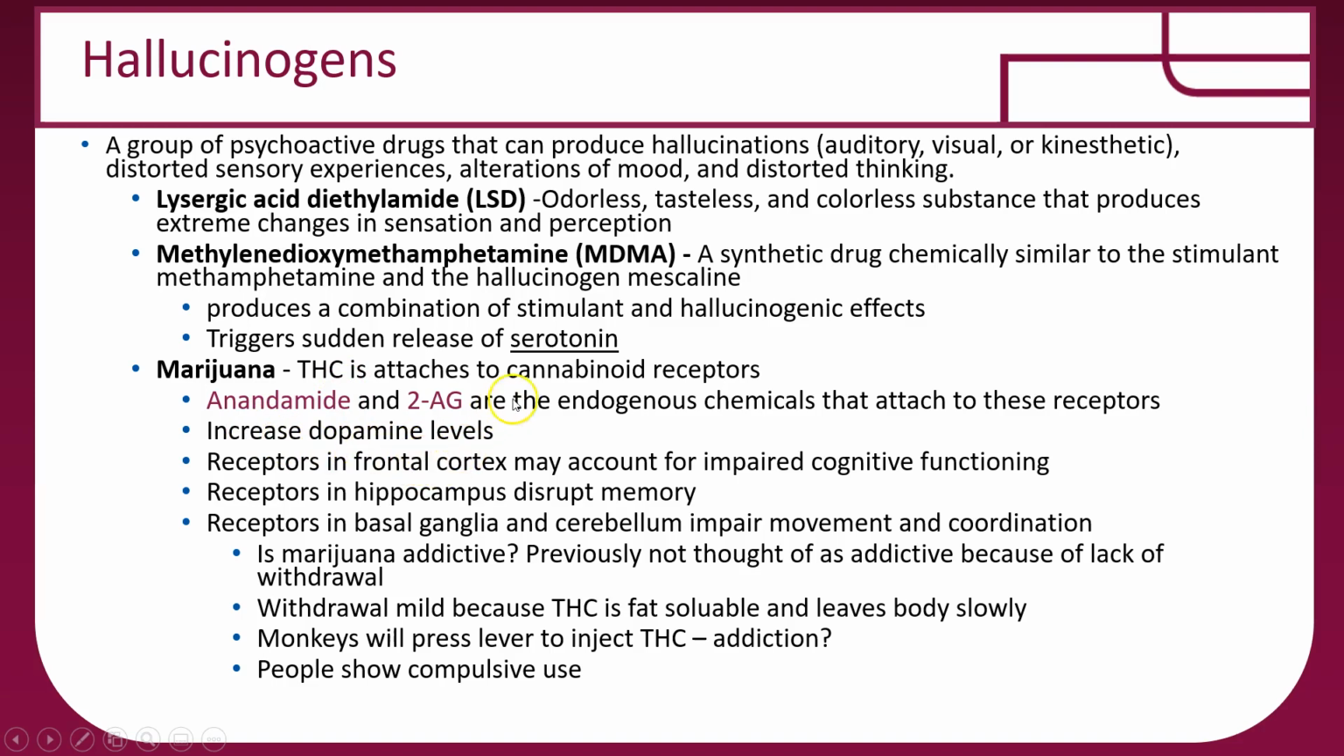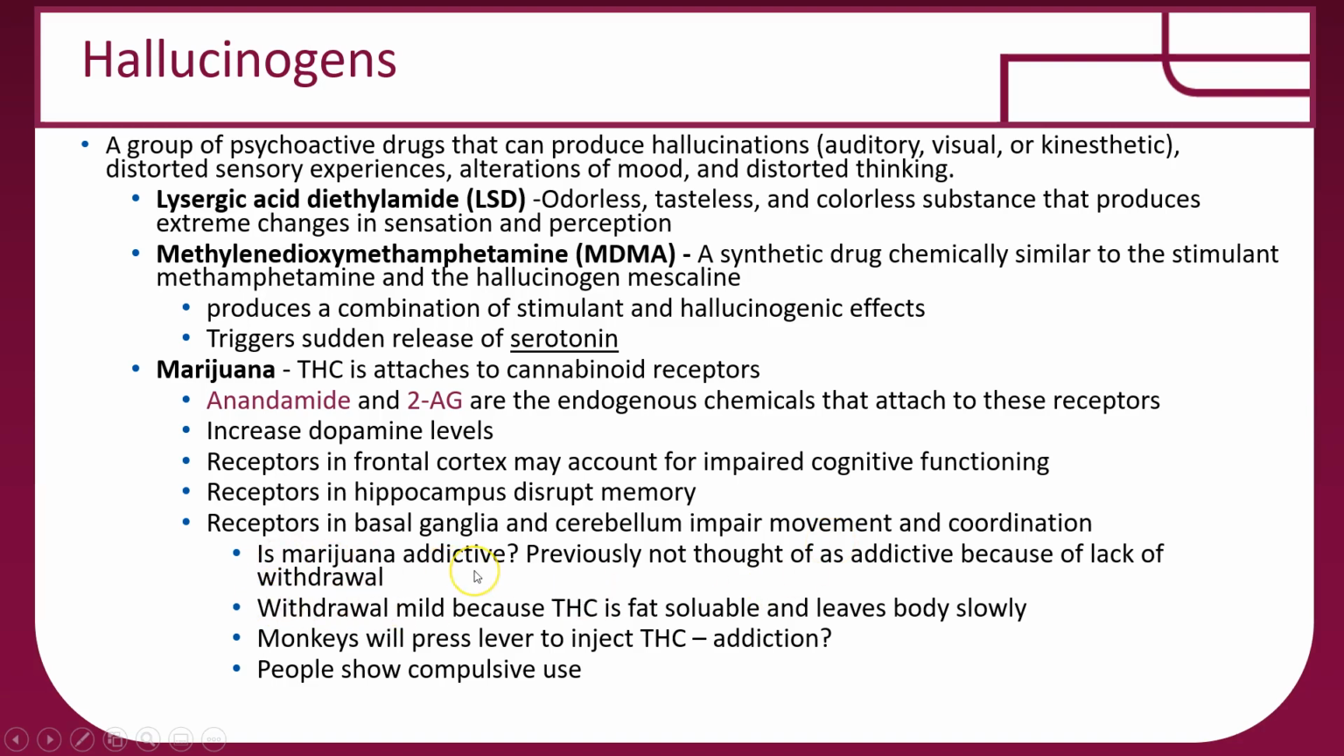We have these cannabinoid receptors throughout our brain, so in the frontal cortex, and that might account for impaired cognitive functioning when people use marijuana. There are these receptors in the hippocampus, which might account for memory disruption, and in the basal ganglia and cerebellum, which might account for impaired movement and coordination.